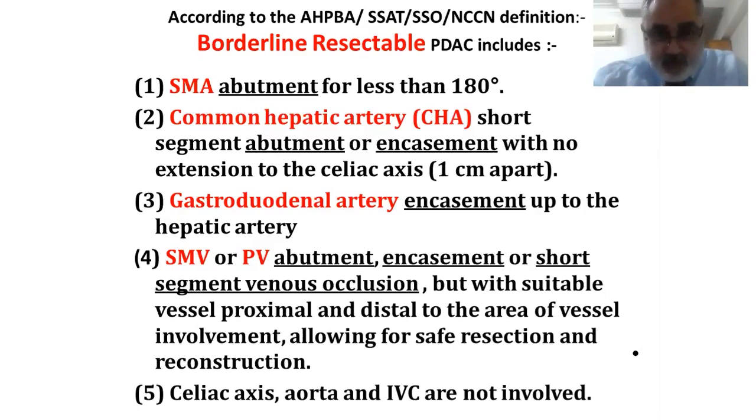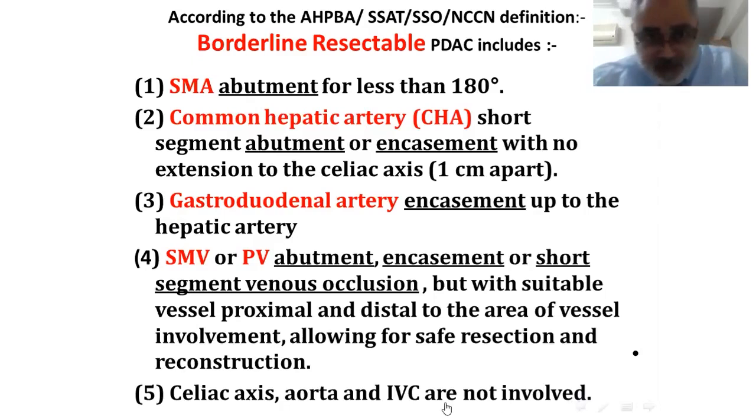If there are good collaterals, if this segment is involving many tributaries of the involved venous structures, it is a subjective matter, but approximately 2 centimeters or less is the distance in which we can do vascular reconstruction. And of course, the celiac axis, aorta, and inferior vena cava should not be involved. If any one of these are involved by abutment or encasement, then the mass will be unresectable.